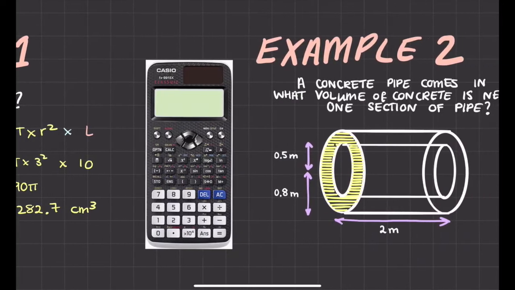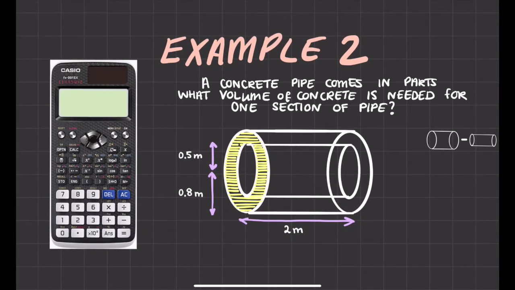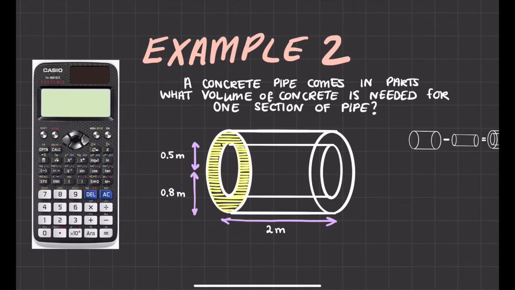Let's have a look at an example that's not straightforward. So here, let's say we've got a concrete pipe and it comes in parts. What volume of concrete is needed for one section of pipe? So I've got one section of pipe here. It's a bit like a straw. Okay, so all there is is the outside bit here, and there's nothing in the middle. That middle there is like hollow.